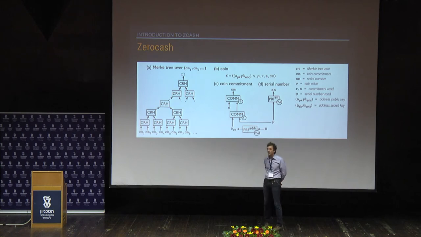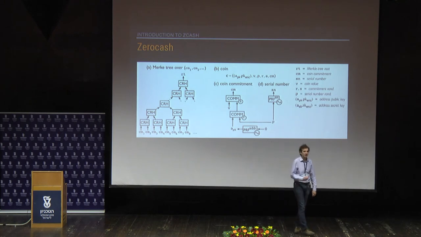This is the program that we're going to prove we have a correct output of in order to prove ZeroCash, in order to prove that you had some money and you hereby are giving it to someone else.